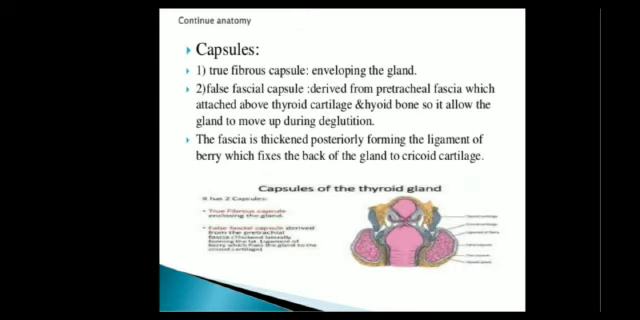Capsules of the thyroid gland. True fibrous capsule enveloping the gland. False fascial capsule derived from the pretracheal fascia, which is attached above to the thyroid cartilage and hyoid bone. So it allows the gland to move up during deglutition. The fascia is thickened posteriorly, forming the ligament of Berry, which fixes the back of the gland to the cricoid cartilage. You can see the diagram here.